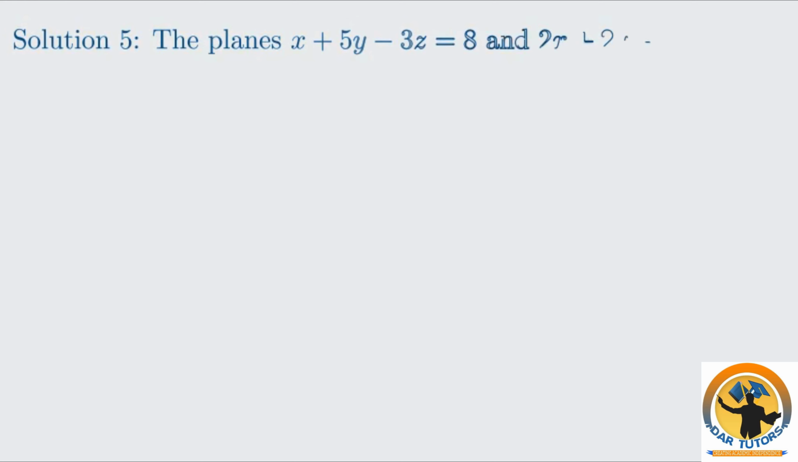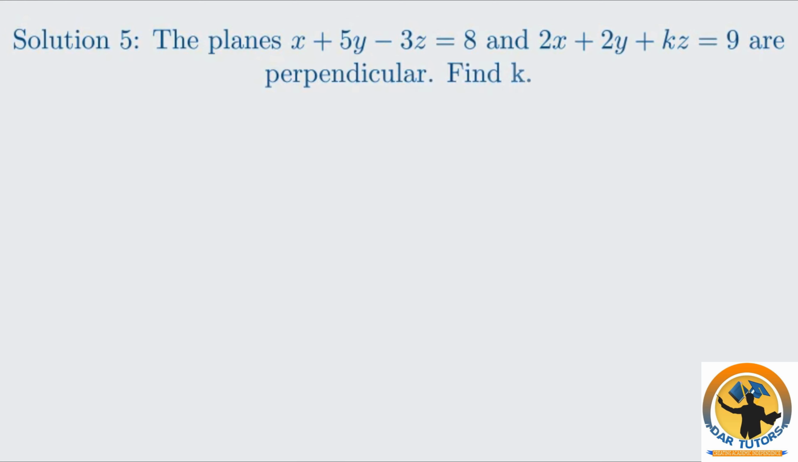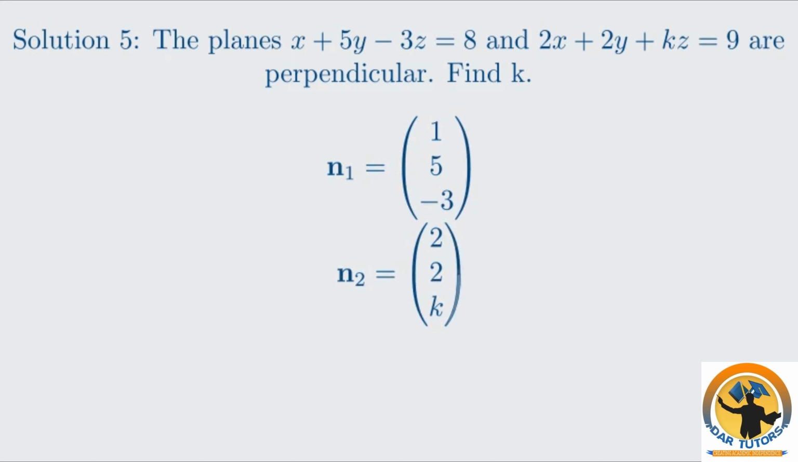The problem states that the planes x + 5y - 3z = 8 and 2x + 2y + kz = 9 are perpendicular, and we need to find k. This is the same problem we worked through as an example. Let's quickly review the steps. First, we identify the normal vectors. n1 is (1, 5, -3), and n2 is (2, 2, k). Since the planes are perpendicular, their normal vectors are perpendicular, which means their dot product is 0.